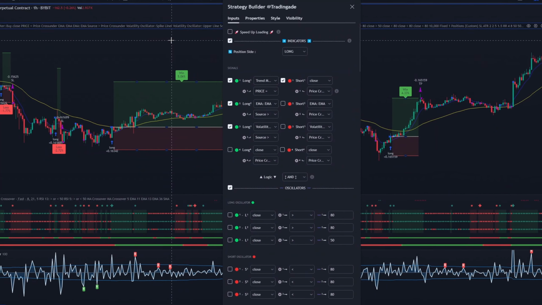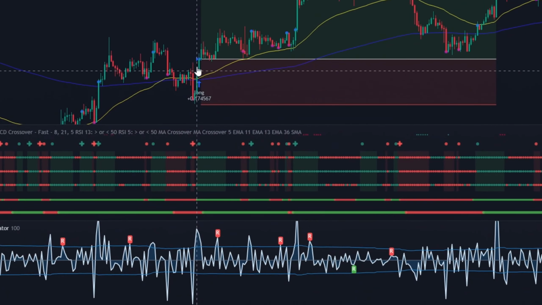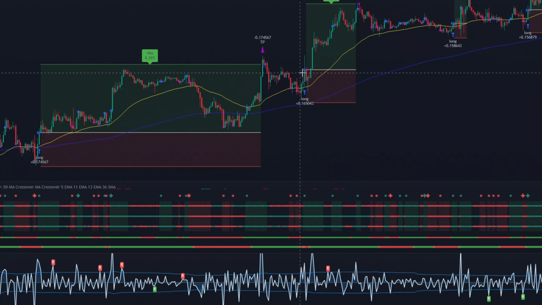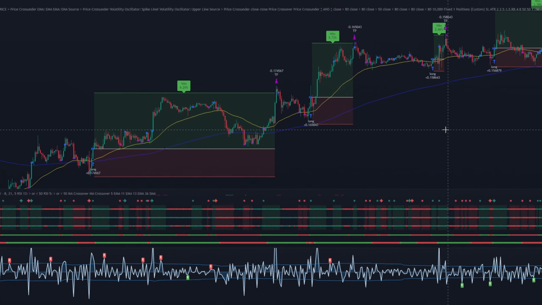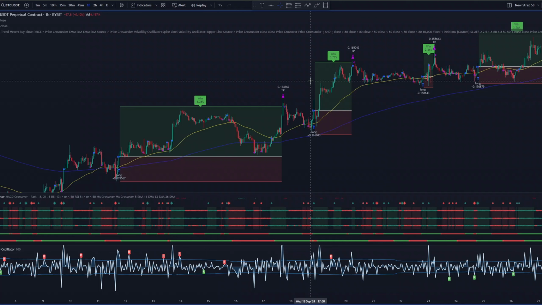Let's check some trades on the chart. Here, as you can see, we have a long position. Blue point is confirmed by this green circle. The yellow line, 50 EMA, is above the blue line, 200 EMA, and the white line from the volatility oscillator is above the upper line. Here is the same situation. Blue point, the faster EMA is above the slower, and the white line is above the upper line. And that's all, guys. We have just checked that our strategy builder is doing exactly what we need it to do.